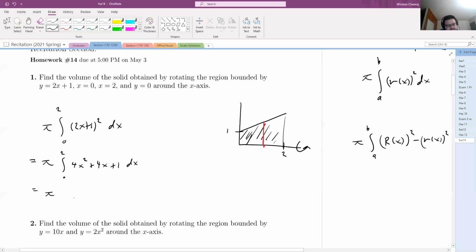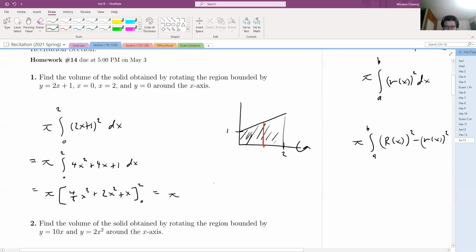Yeah. So this is just power rule. We integrate it. So this is going to be 4/3 x cubed. And this is going to be x squared over 2, so we get 2x squared plus x. And then we would evaluate this thing from 0 to 2.